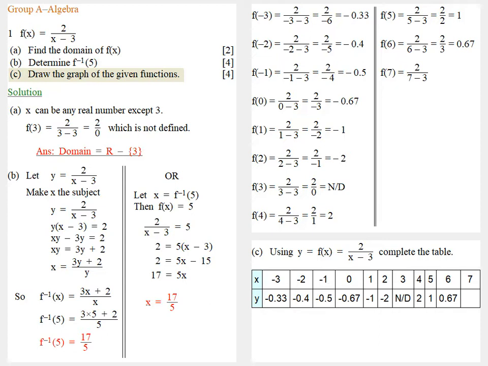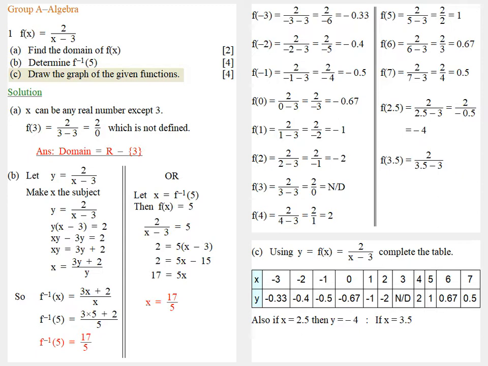If we take x as 7, then we get y is 2/(7 - 3), which is 2/4, which is equal to 0.5. Now a couple of other useful numbers to take would be x = 2.5 or x = 3.5. If x is equal to 2.5, f(2.5) equals 2/(2.5 - 3), which is 2/(-0.5), which is equal to minus 4. If x is equal to 3.5, then f(x) is 2/(3.5 - 3), which is 2/0.5, which is equal to 4.